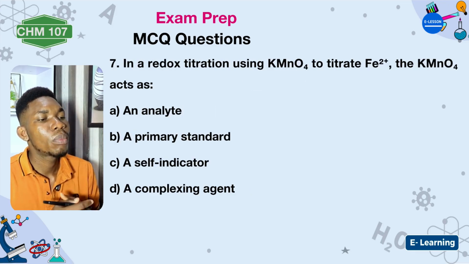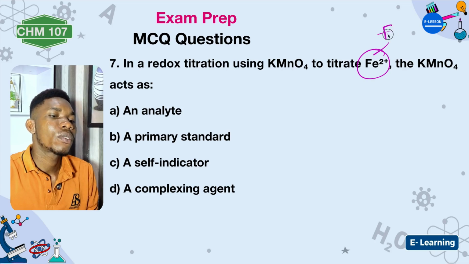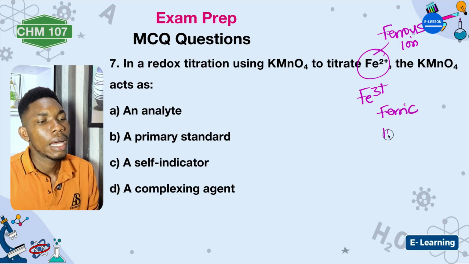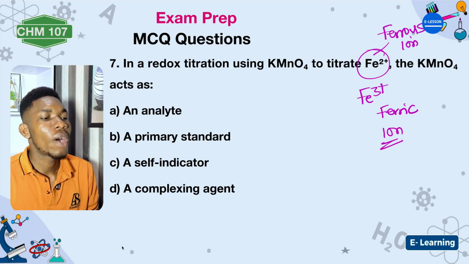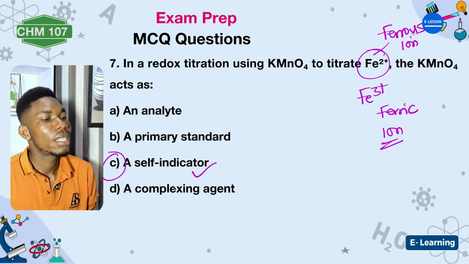In a redox titration using KMnO4 to titrate iron, this is the ferrous ion, Fe2+. They may just say ferrous ion. Are you getting it? While Fe3+ is the oxidized form, which we call the ferric ion. The permanganate acts as the what? What is the role of the permanganate? Is it complexometry? No, this redox titration does not involve a complexing agent. It acts as the self-indicator. Are you getting it? Permanganate is the self-indicator.